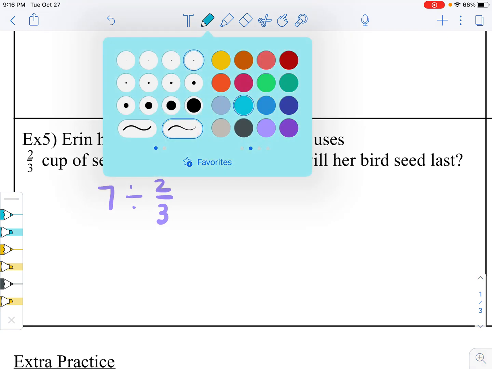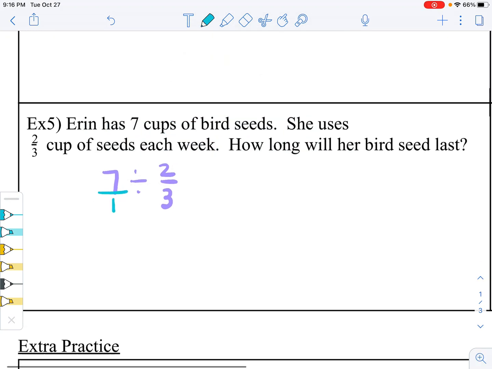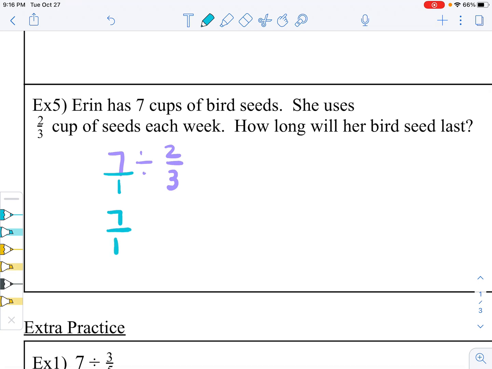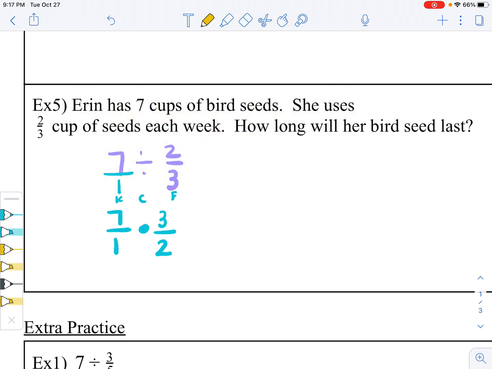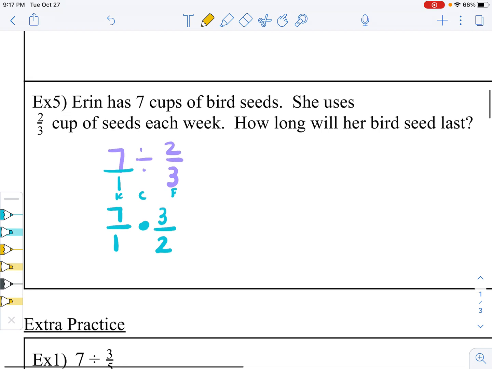So our 7, let's remember, is really 7 over 1. So we're going to keep 7 over 1. We're going to change division to multiplication. And we're going to flip 2/3 to be 3 over 2. When we go to look to simplify here, I don't see anything that simplifies. 7 and 2, there's nothing that goes into both 7 and 2. And 1 and 3, there's nothing that goes into 1 and 3. So we're just going to multiply across. We have 7 times 3 is 21, and 1 times 2 is 2.